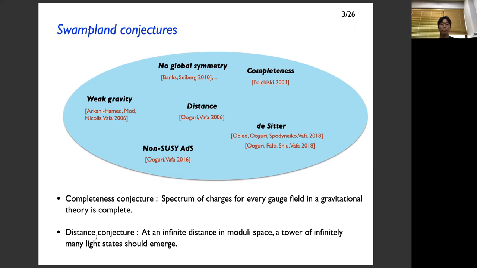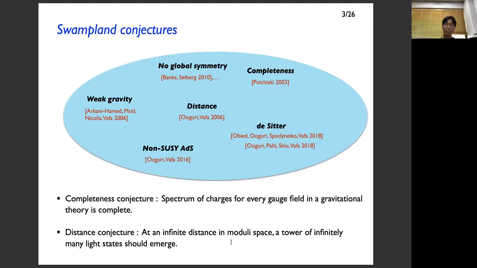The completeness conjecture basically says that the spectrum of charges for every gauge field, including the higher gauge fields, in the gravitational theory is complete. Every charge state must be occupied as long as it is compatible with the quantization condition in the gravity theory. The distance conjecture says that at infinite distance in the moduli space, a tower of infinitely many light states should emerge. So a gravity theory will have infinitely many new massless states at the corner in the moduli space. Today I'll combine these two conjectures together with the physics of string probes in the gravity theory, and we will extract some interesting new constraints on the gravity theories.